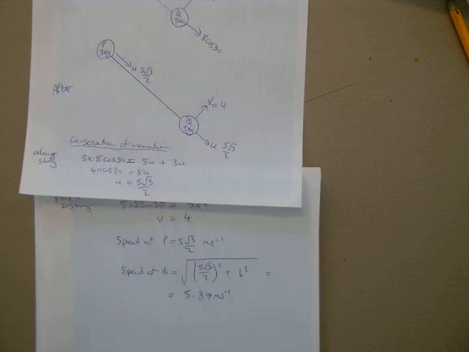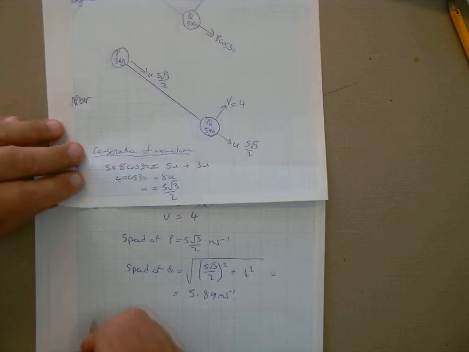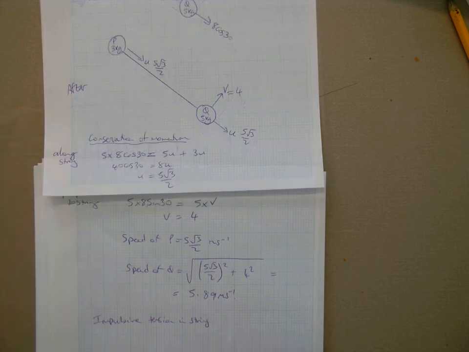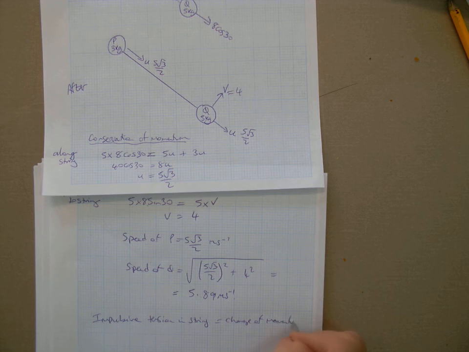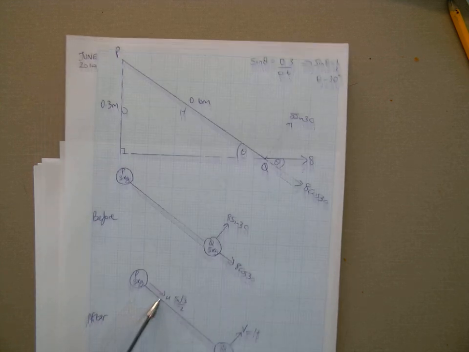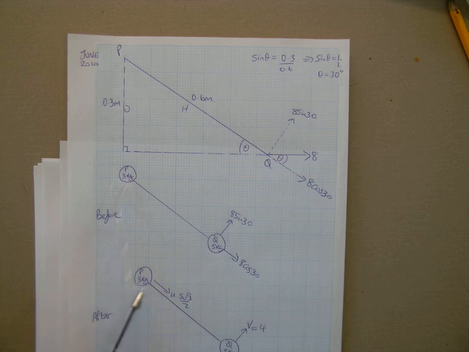Now, to work out the impulsive tension in the string, all I need to consider is the change of momentum. We can just look at the change of momentum of one of the particles, because how a particle changes momentum defines what tension there is in that string. So if I focus on particle P, because P to start with didn't have any momentum, that makes it easier. And we know the momentum at the end. So how it's changed momentum defines that impulsive tension in the string.